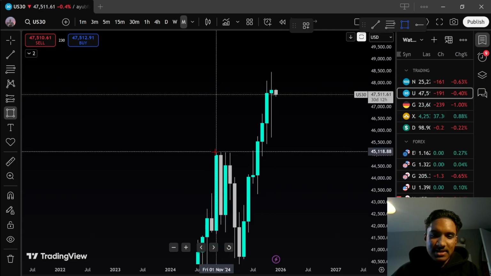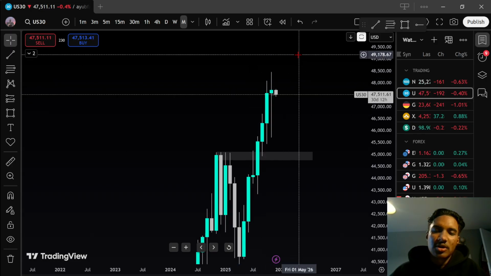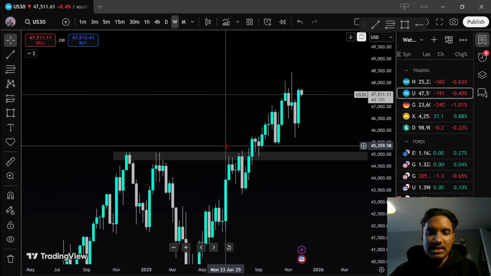You can also see on the monthly these parts, these structures, right? So let's say price breaks past it and then taps back into it. That would be like a really nice continuation long. You see what I mean? But anyway, we don't want to spend too much time on the monthly. You can't see too much.